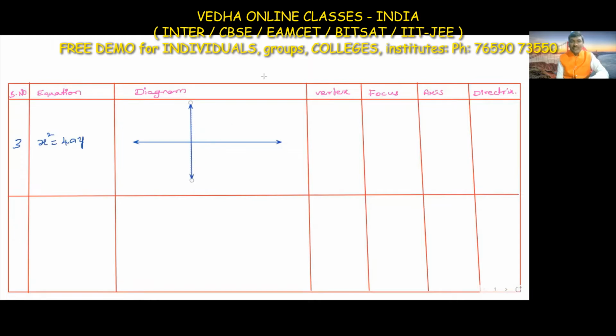Now, how do we draw the parabola? We draw the parabola upside, so the parabola equation will be like this. We get the parabola like this.